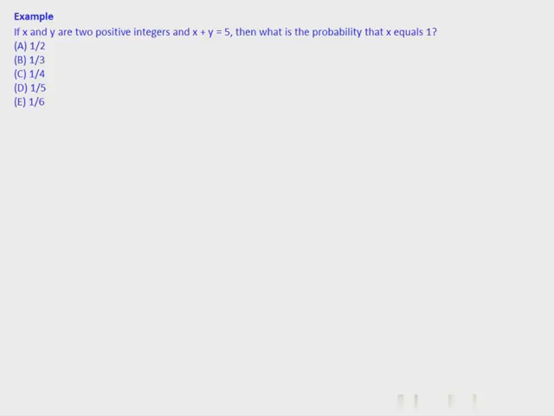So the possible outcomes of this experiment are finding out all the possible values that x can take. To find out all the possible values x can take, I need to figure out all ways that I can pick 2 integers x and y that add up to 5. 2 positive integers. So here's x, here's y. Since they're positive integers, I can go 1 and 4, or I can go 2 and 3, or I can go 3 and 2, or I can go 4 and 1. These are the 4 ways I can get a sum of 5 when I use 2 positive integers.